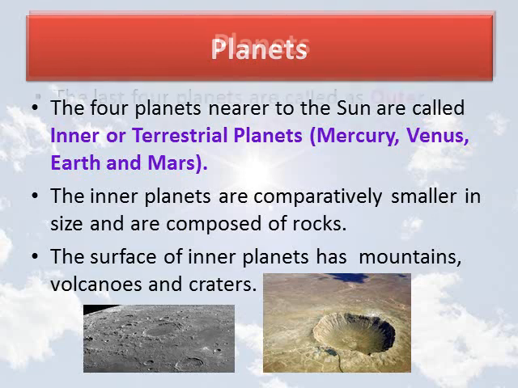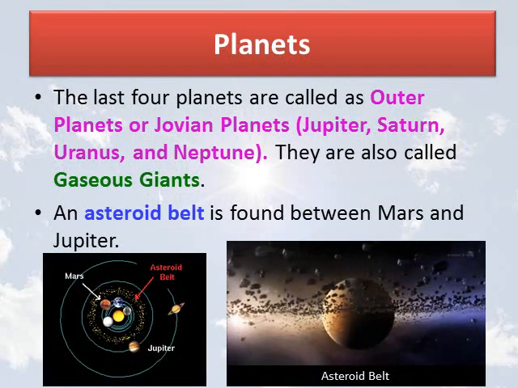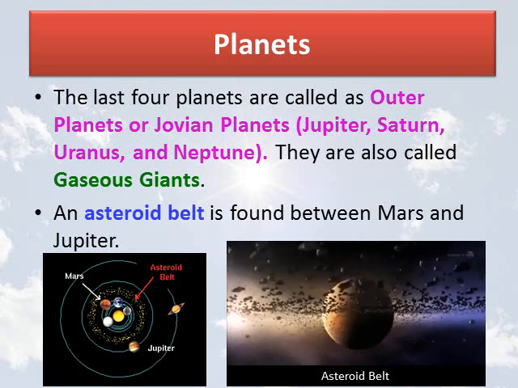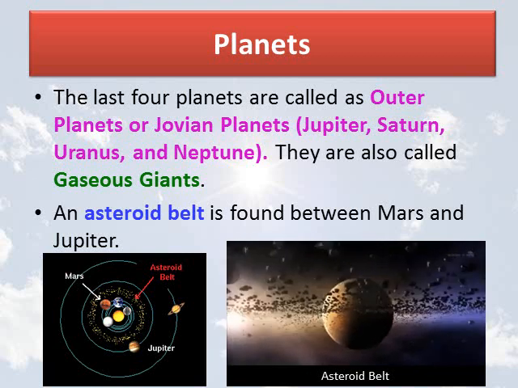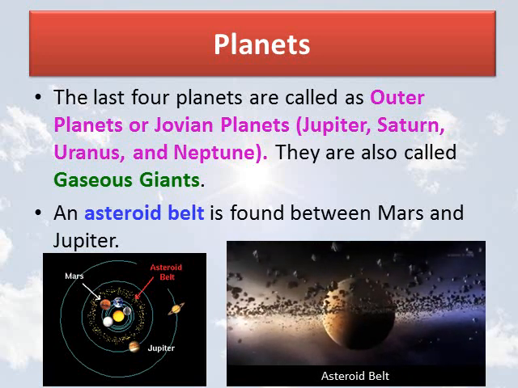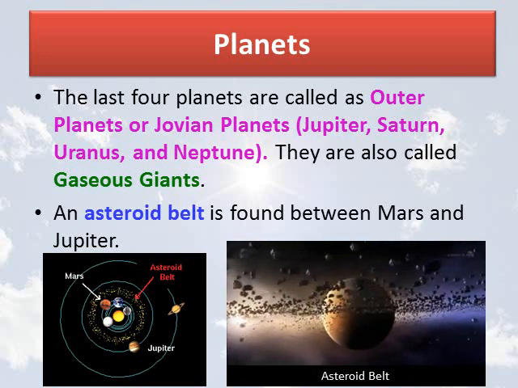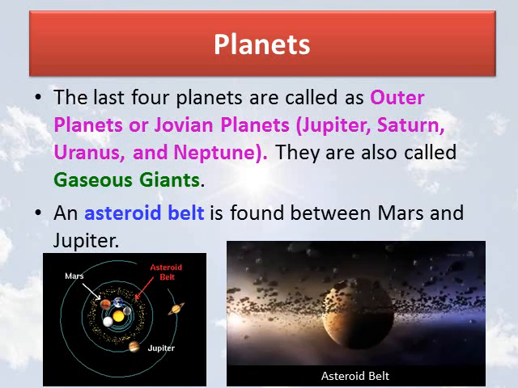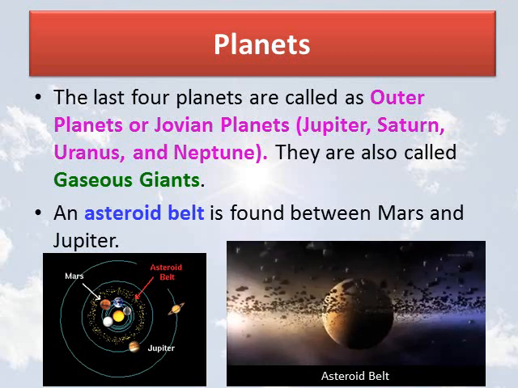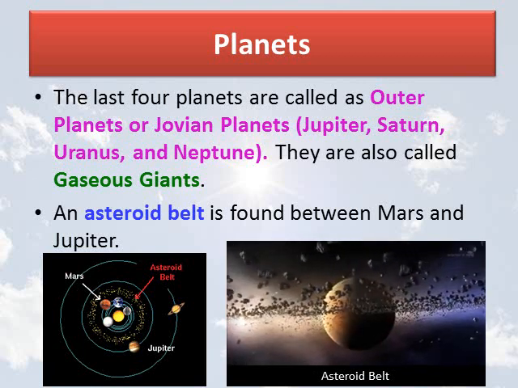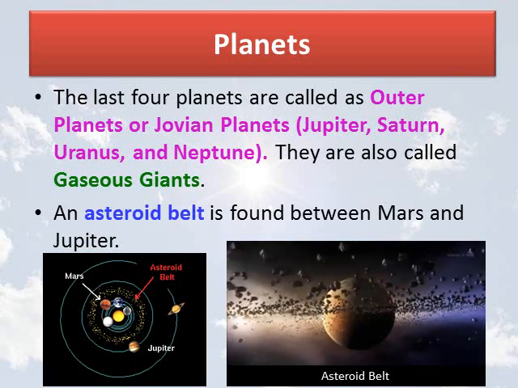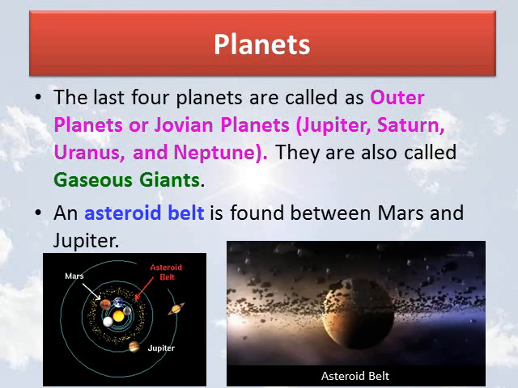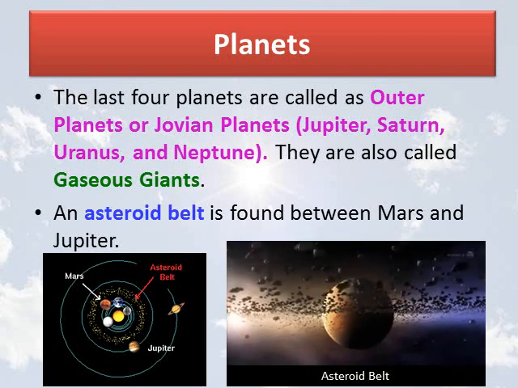The last 4 planets are called the outer planets. The last 4 planets are called the outer planets or the Jovian planets. They are Jupiter, Saturn, Uranus and Neptune. They are also called the gaseous giants. Another name is gaseous giants. They are called outer planets or Jovian planets or gaseous giants. An asteroid belt is found between Mars and Jupiter. You can find a belt of asteroids between Mars and Jupiter.